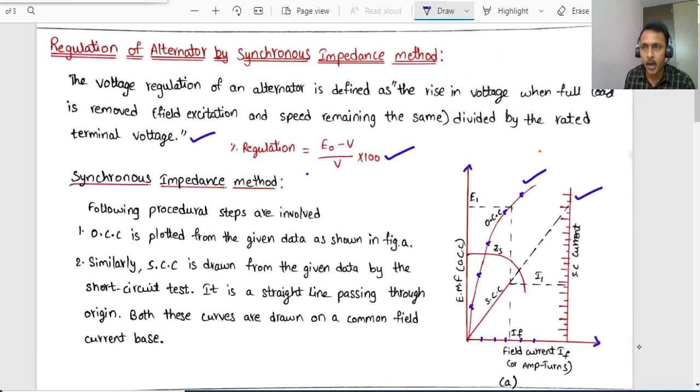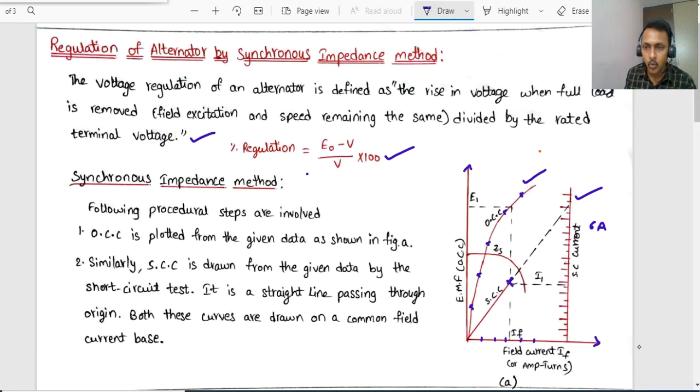Similarly, we perform the short circuit test, and slowly you increase the field excitation, and you will observe that at some particular value of the field current it draws the full rated current of the machine. For example, if it is 6 amps, up to there you proceed. You note the field current at which you got the rated current of the alternator, and you join that point. It is a straight line passing through the origin. So this is how you perform the OCC and short circuit test on the alternator.